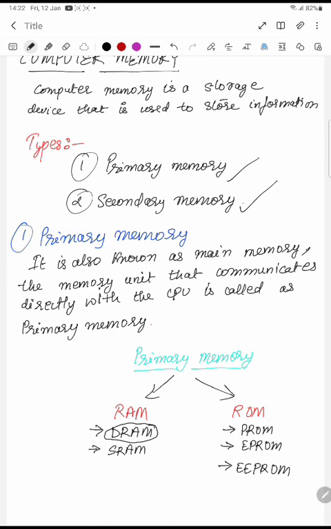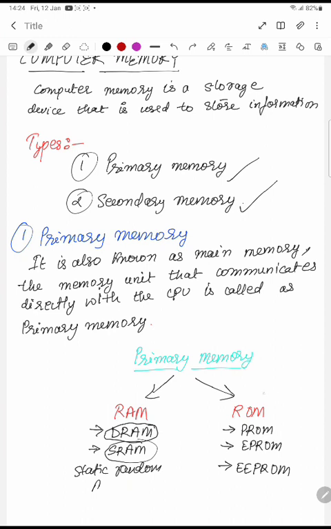Okay, and the second one is SRAM. The full form of SRAM is static random access memory. Here, when we talk about SRAM, the consumption of power is low and the speed of access is fast, comparable to the DRAM or dynamic RAM. So our other type of primary memory is ROM.